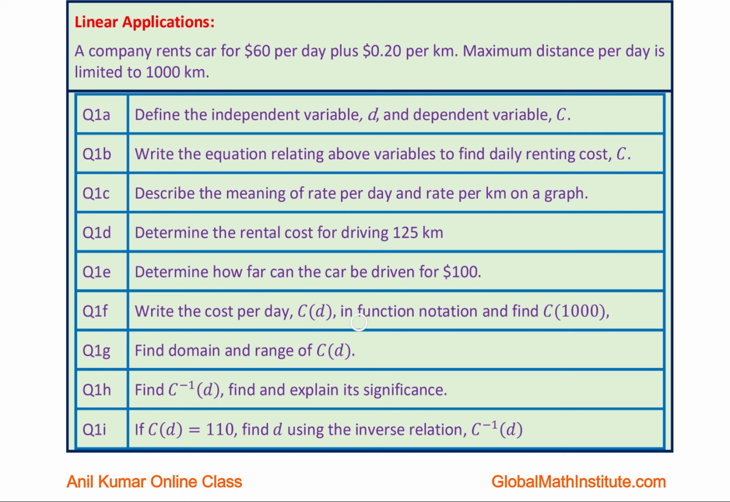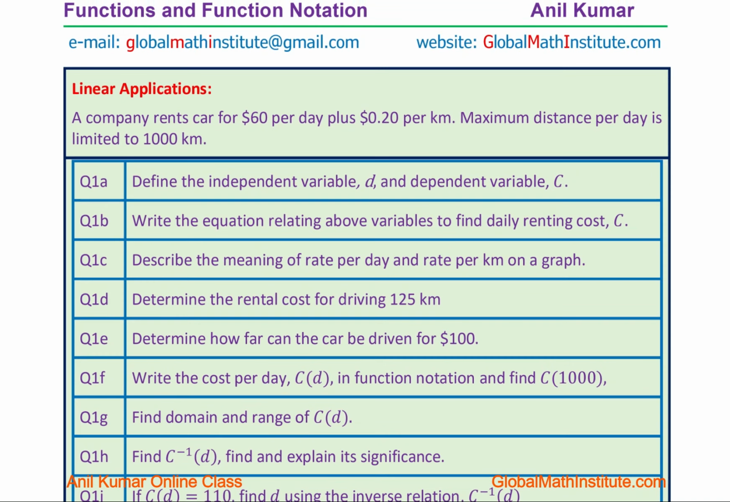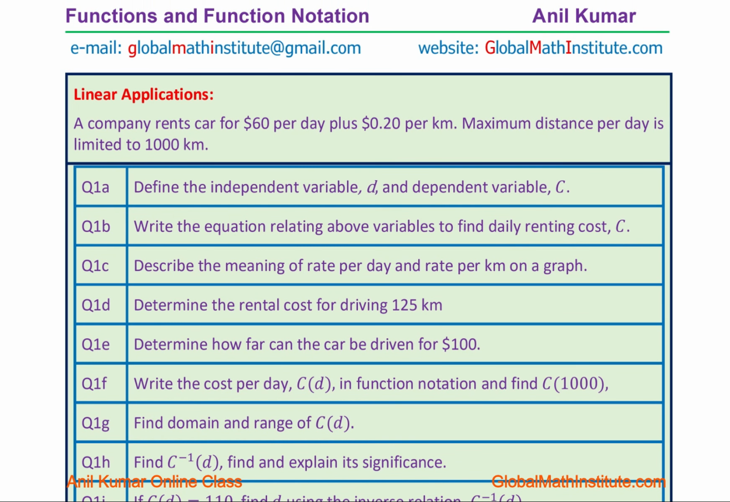And then all of a sudden, we get into question 1F, where we need to write the cost per day, C of D, in function notation and then work on function notation. Let us see how all this is connected, right? And at the end, we're also talking about the inverse of a function. Do you see that? So basically, the questions which we have solved so far, now, when we want to work on function notation, we need all that knowledge. And now, we'll see how that knowledge can be very useful to understand first the concept of function notation and then moving forward how easily we can actually do this subject.